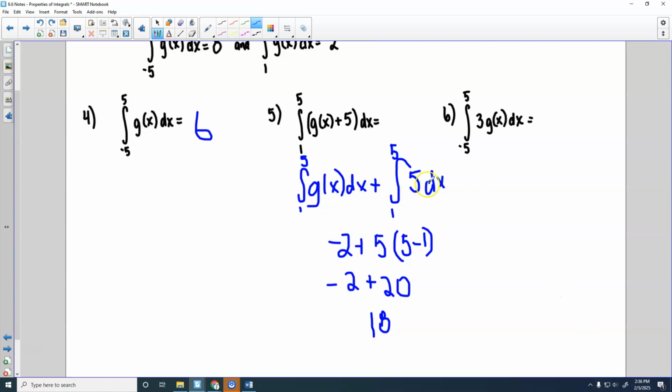So whenever you have a constant, you're taking that constant and you're multiplying it by the length of the interval, because the length is going to be like your width of that rectangle, and then the constant is your height.